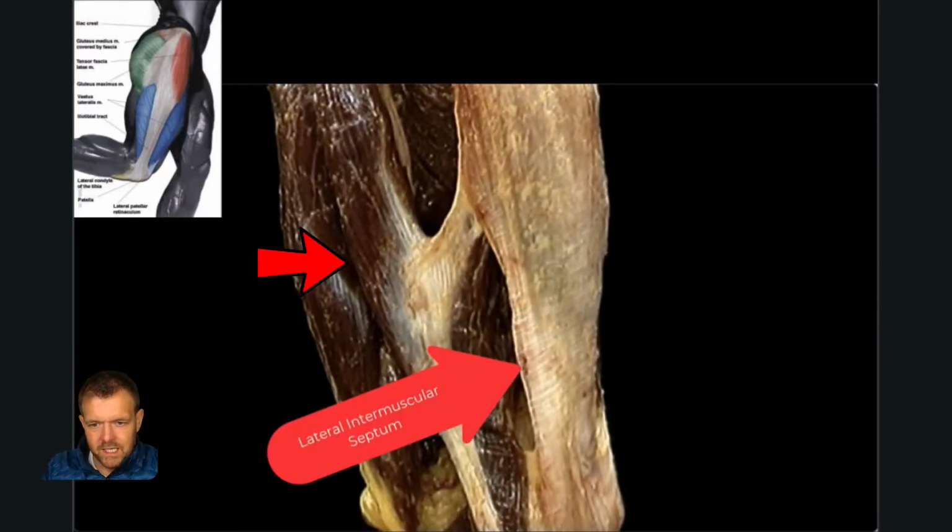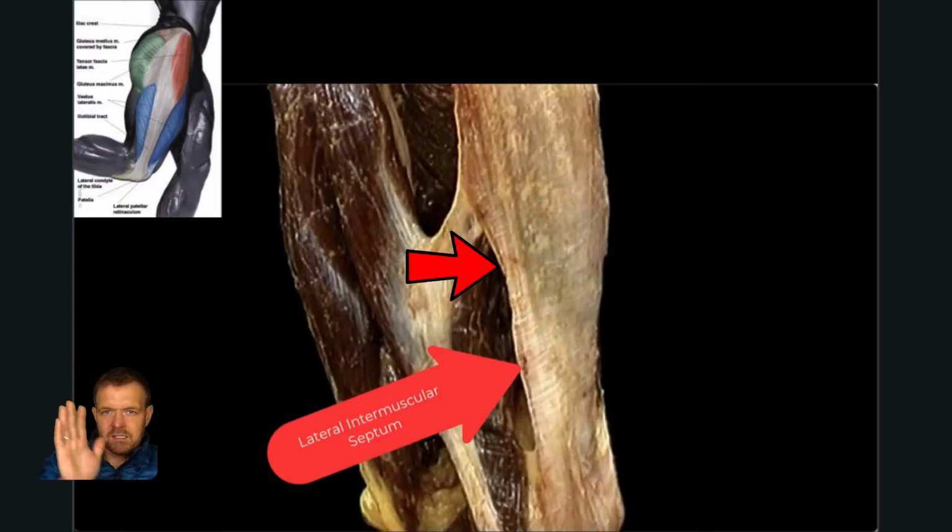Okay, let me just pause that there. That's the lateral intermuscular septum. So lateral means to the outside. Intermuscular means it's in between the muscles. And a septum is a divide.